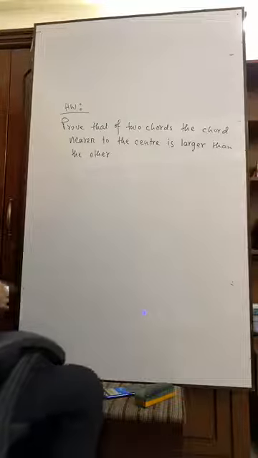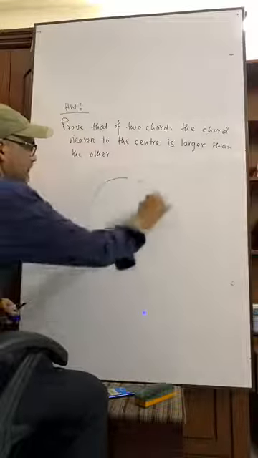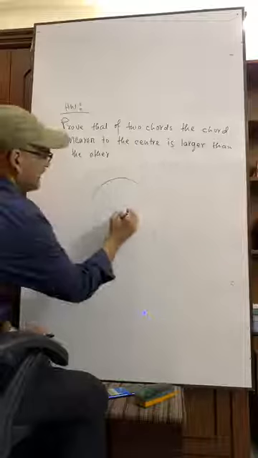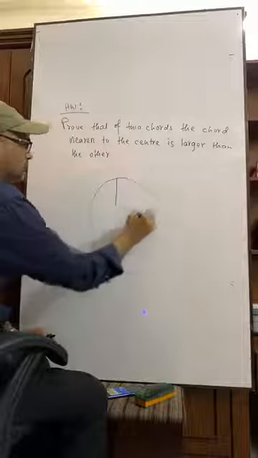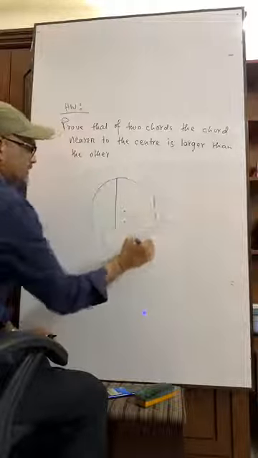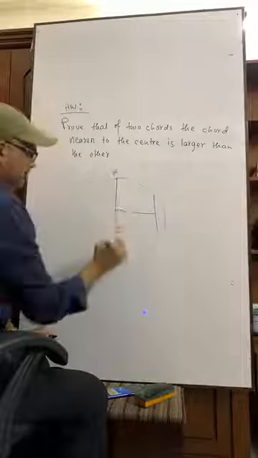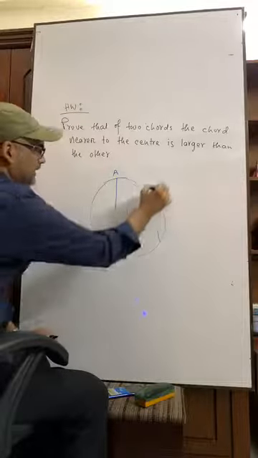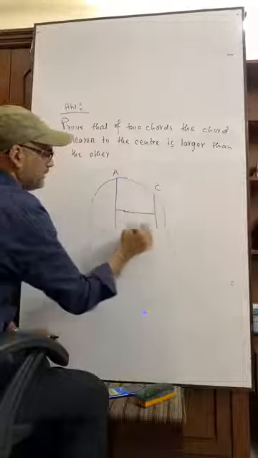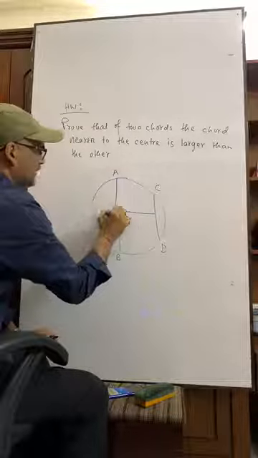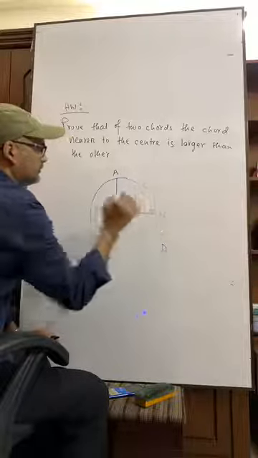What is meant by this? Suppose this is a circle and this is the center. We have drawn two chords and these are the perpendiculars. Suppose this is AB, this is CD, this is O, and these are M and N. These are the perpendiculars.